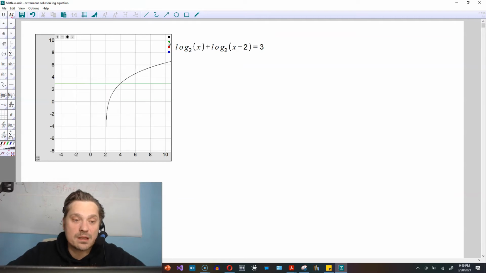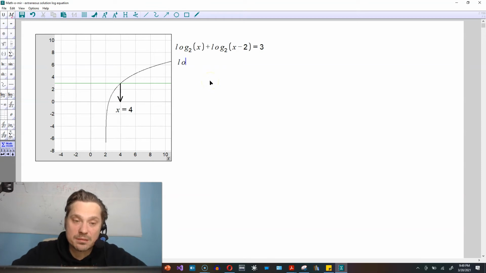That's just 3. And if you look at this graph very carefully, you see there's only one solution. That one solution occurs right there, right? If you look down to the x-axis, that's where the two graphs meet. That corresponds down there to a value of x equals positive 4. So now let's apply some log rules.